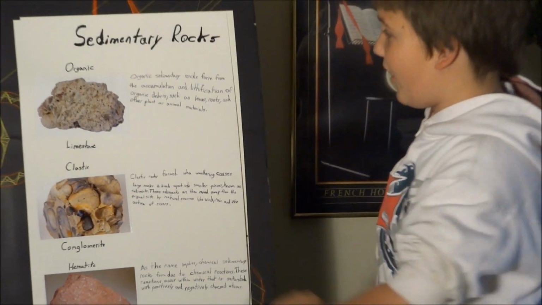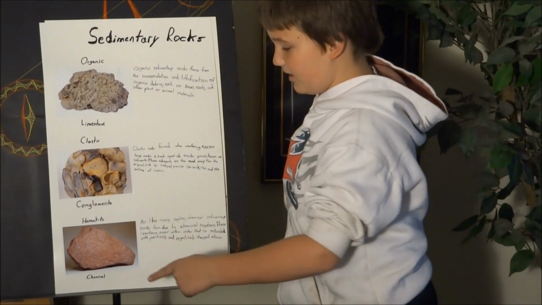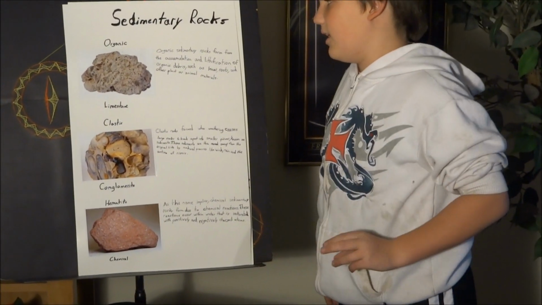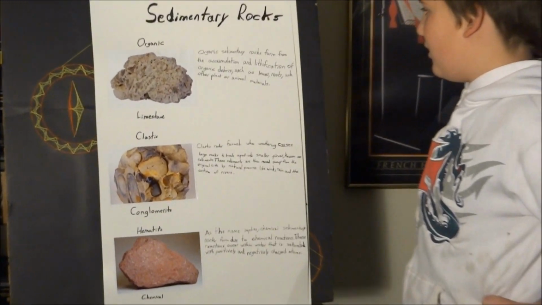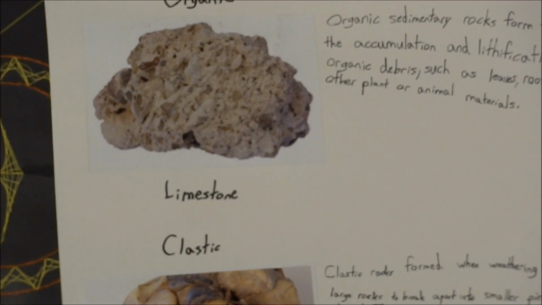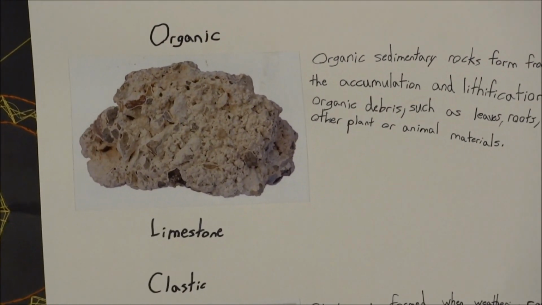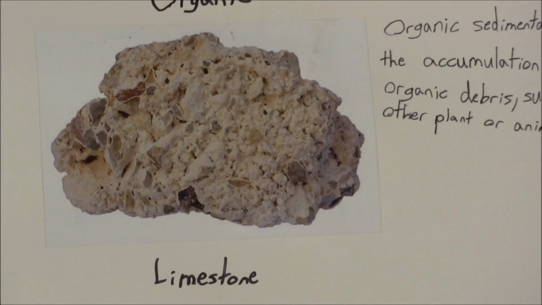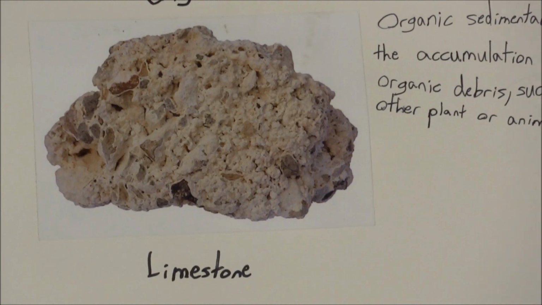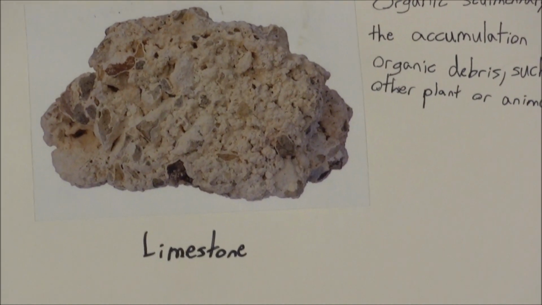Here comes sedimentary rock. Sedimentary rocks are classified in organic, clastic, and chemical. Organic sedimentary rocks form from the accumulation and lithification of organic debris, such as leaves, roots, and other plant or animal materials, such as limestone. Everybody knows limestone.